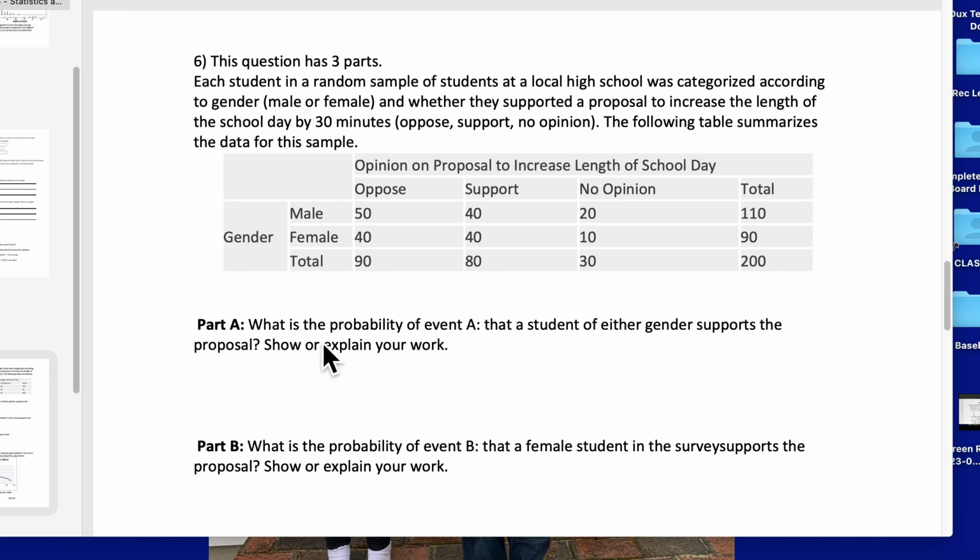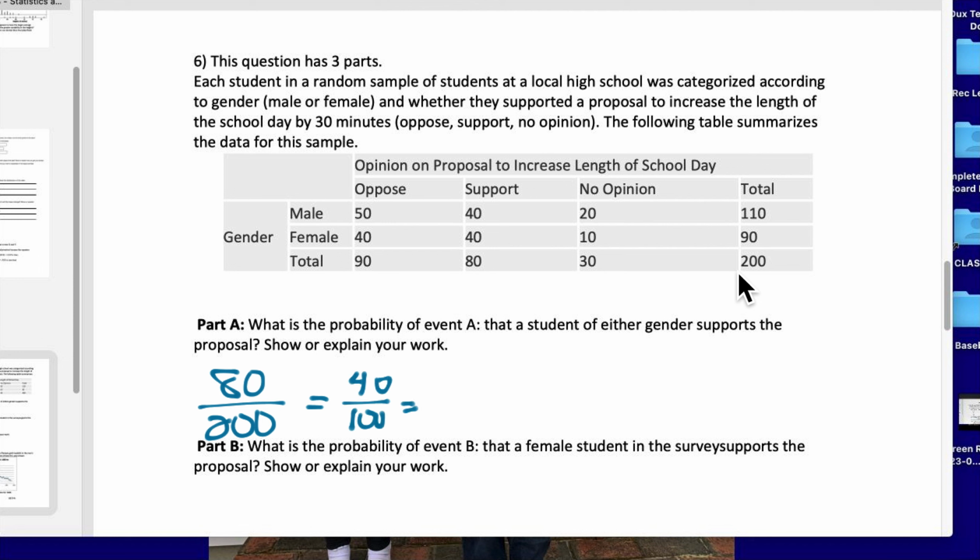So what is the probability of event A? A student of either gender, so male and female, supports the proposal. So how many people supported the proposal? Well, if I go to the support, there's 80, both male and female. So there's 80 people that supported the proposal out of a possible 200 people. So what is the probability? It would be 80 out of 200. If it was a calculator, you'd probably do it as a percentage. Actually, if you just cut them both in half, it's 40 out of 100, so that's 40%. But you probably have a calculator for it, so you get 40% either way.